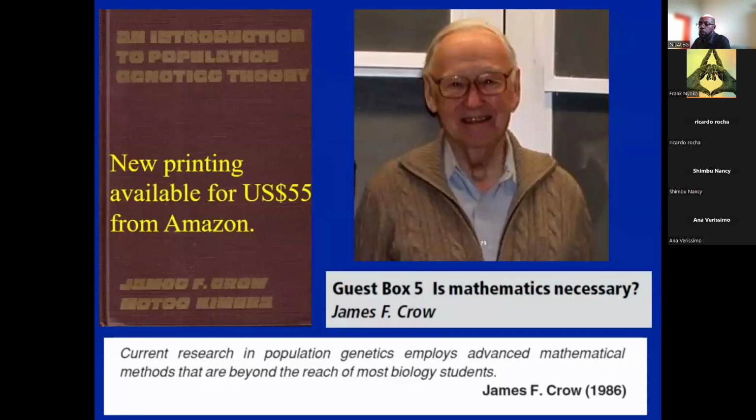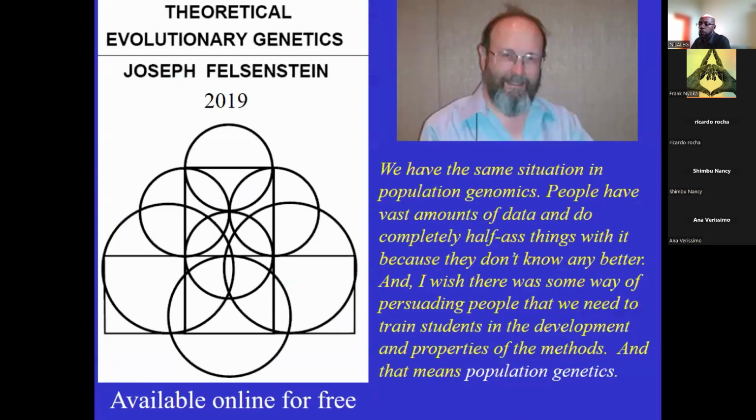This book is still probably the best book in theoretical population genetics. It was published in 1970. Jim Crow was a really wonderful person and a wonderful population geneticist. It's still available for $55. It's been reprinted. I always say this at my talks, but for this particular paper we really relied on this book. A lot of the formulas I'm going to present to you came originally from this book in 1970.